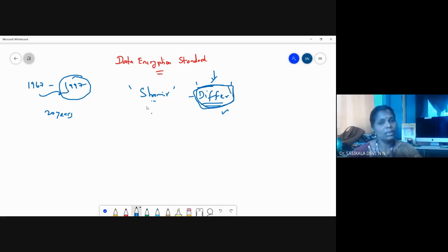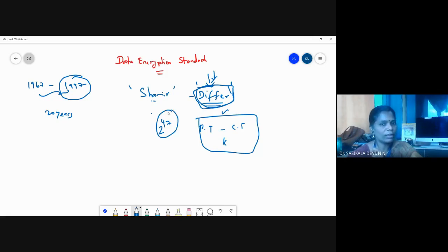That means 2^47 pairs of plaintext and ciphertext encrypted using the same key are required. Okay, that component is required. Then only we can launch this attack. Acquiring 2^47 plaintext-ciphertext combinations with the same key is completely impossible.